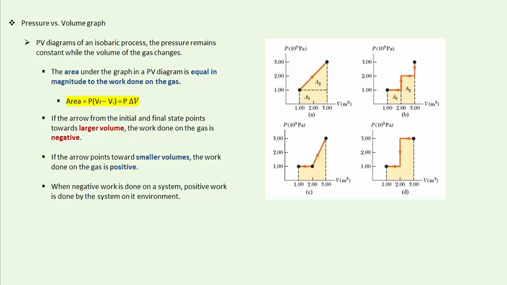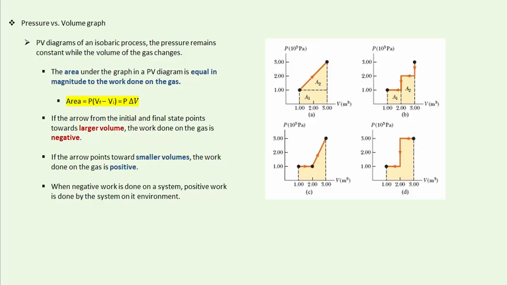So if the arrow from the initial and final state points towards a larger volume, then the work done on the gas will be negative, and if the arrow points towards a smaller volume, then the work done on the gas will be positive. So when negative work is done on a system, positive work is done by the system on its environment, since no energy is lost within the process. And if we look to our right, we have a few examples of what a PV diagram would look like.